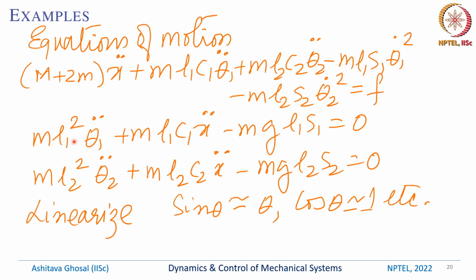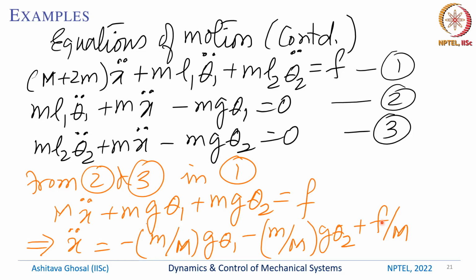And for the generalized coordinates theta 1 and theta 2, we get m L1 square theta 1 double dot plus m L1 C1 x double dot minus mg L1 S1 equal to 0, and very similar for the second pendulum, which is m L2 square theta 2 double dot plus m L2 C2 x double dot minus mg L2 S2 equal to 0. So we have three nonlinear ODEs. We can again linearize by substituting sine theta equals theta, cos theta equals 1, and so on. Then we get three linearized equations of motion for this cart with two pendulums.